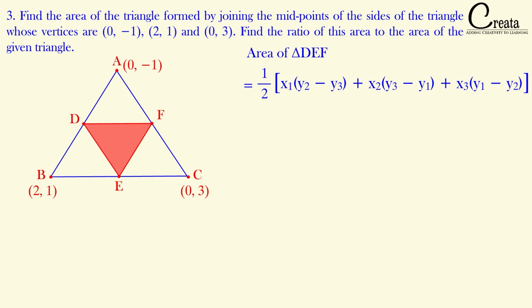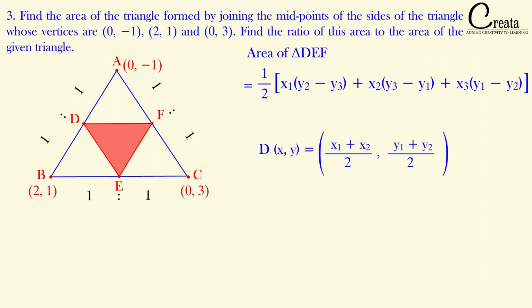How will we approach that? We will use the section formula. The point D is the midpoint of AB, point E is the midpoint of BC and point F is the midpoint of AC. It means the ratio of AD to DB will be 1:1, and BE to EC will be 1:1, and AF to FC is 1:1. Basically all of these ratios will be 1:1.